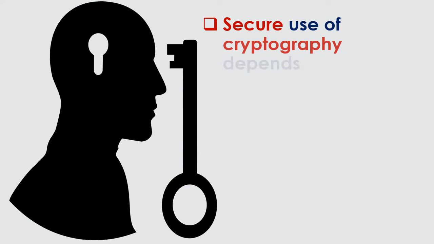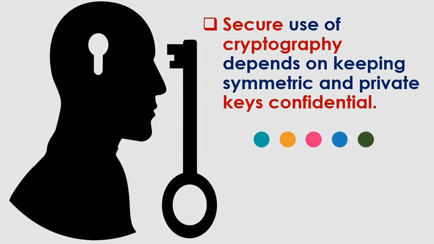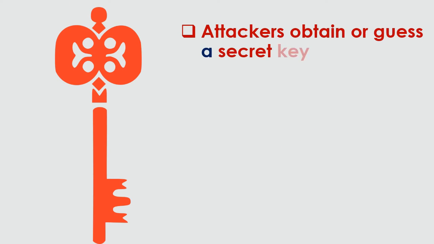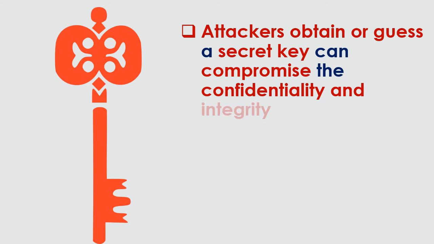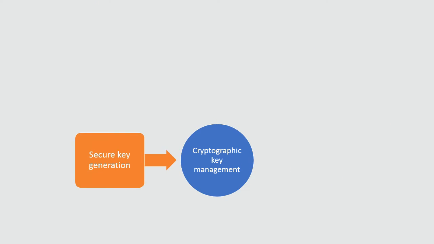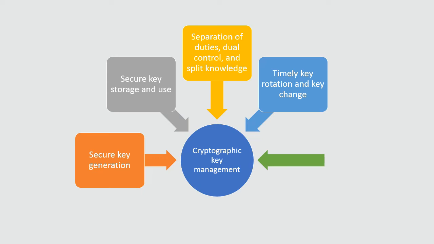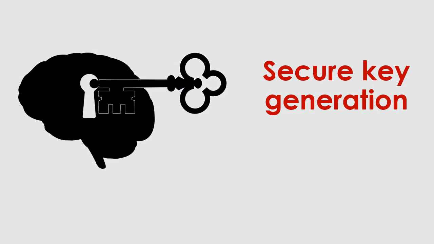Secure use of cryptography depends on keeping symmetric and private keys confidential. Attackers who obtain or guess a secret key can compromise the confidentiality and integrity of the data protected by that key. Cryptographic key management practices are: secure key generation, secure key storage and use, separation of duties, dual control, and split knowledge, timely key rotation and key change, and key destruction.